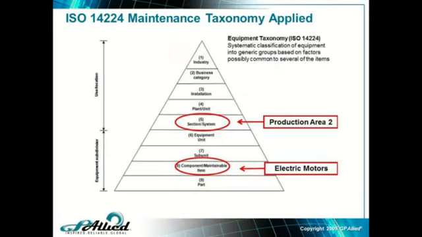Now, in that document is what we call maintenance taxonomy or equipment taxonomy. Equipment taxonomy is simply a systematic classification of equipment into some kind of generic groups based on factors that are possibly common to several of the items. So I've shown you here, this is basically your equipment hierarchy. Production area number 2 is at section system level. Our electric motors are at component or maintainable item level.